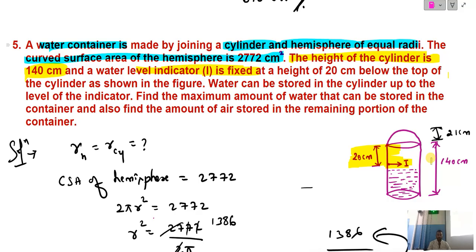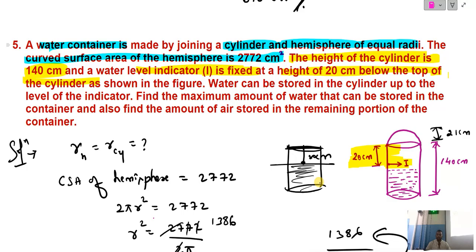Understood? Not the hemisphere, the cylinder. The water level indicator is fixed at a height of 20 centimeter below the top of the cylinder. It means like this. So this is my cylinder, this is the top of the cylinder. 20 centimeter below the top, here I have fixed the indicator. This means water can be filled only up to here. That is the point he is saying.